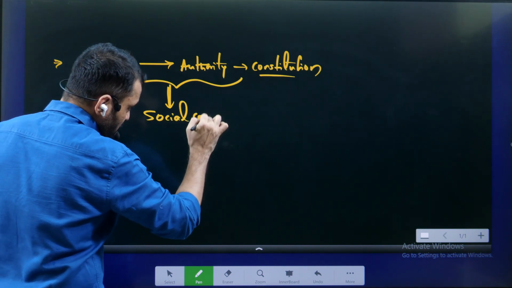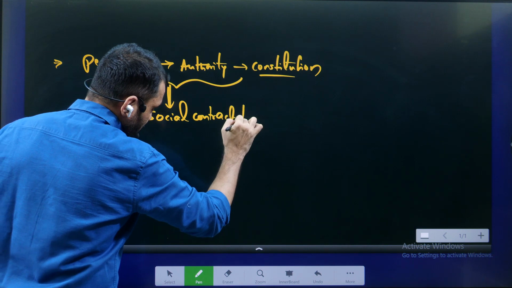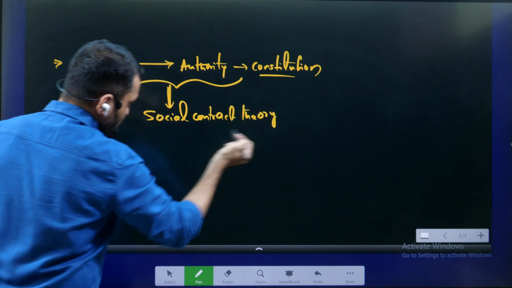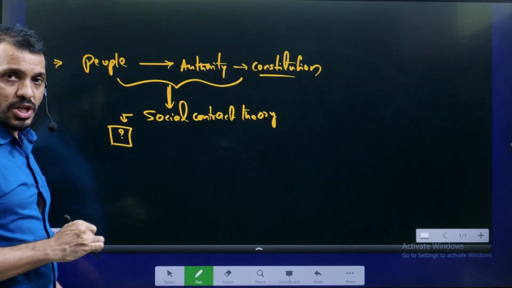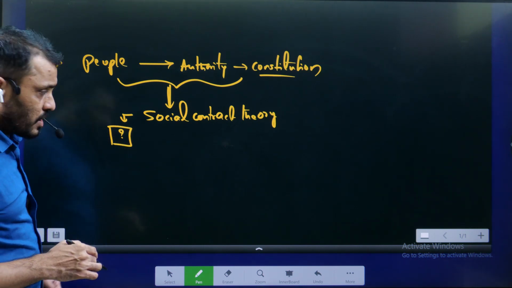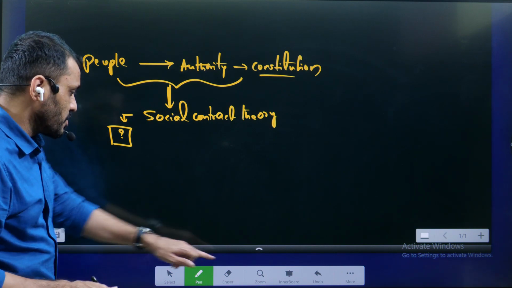Social contract theory. Now tell me students, who was the first political philosopher who proposed the social contract theory? Okay, you can put your answer in the comment section.